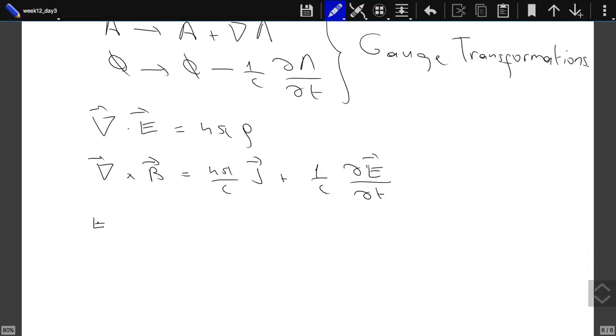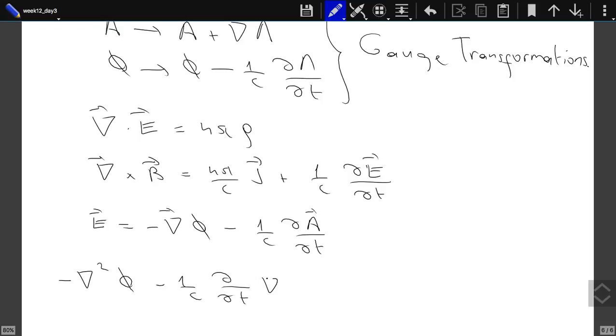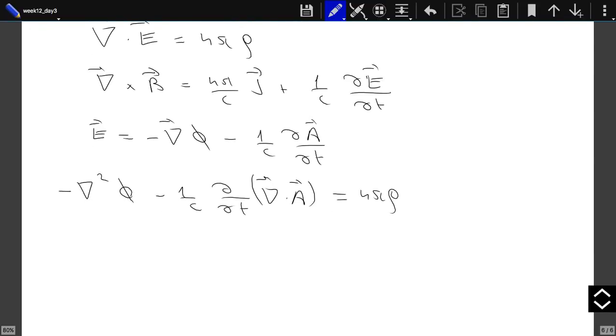Well, I know that E is equal to minus the gradient of phi minus 1 over c dA by dt. If I put it in the first equation, I get minus the Laplacian of phi minus 1 over c del by del t of the divergence of A is equal to 4 pi rho.